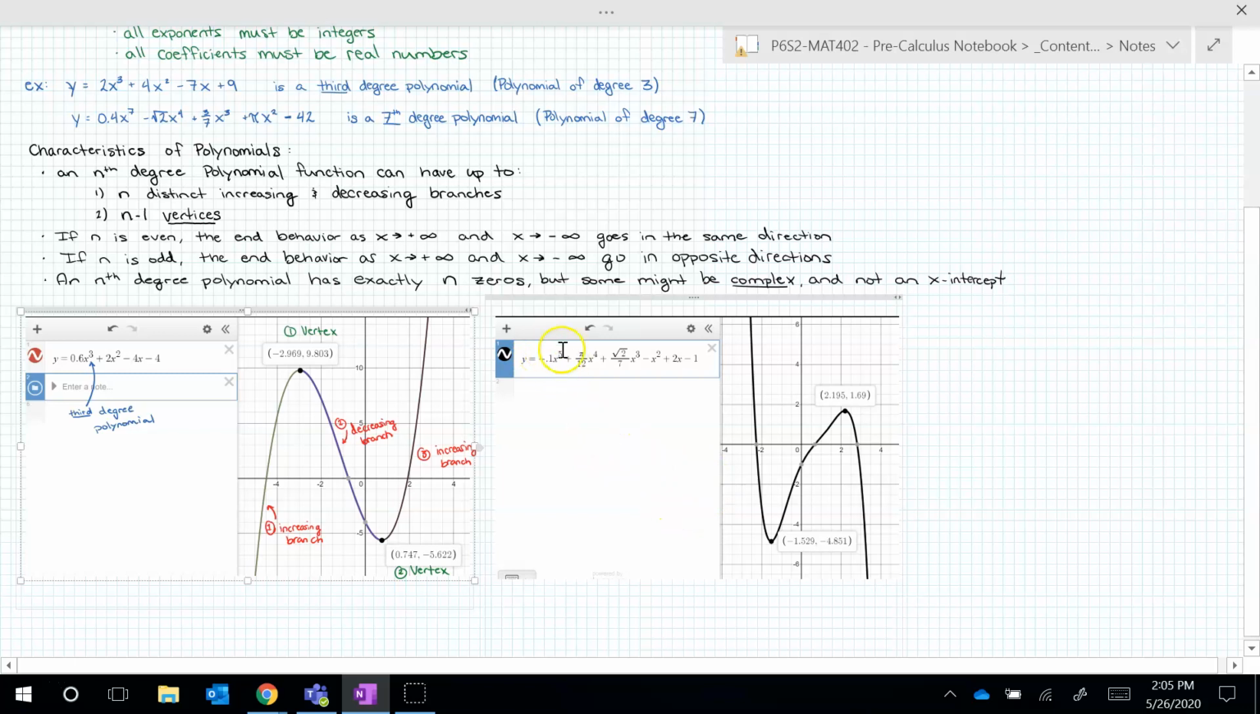This is a 5th degree polynomial function. It has one distinct decreasing branch and another increasing one and then another decreasing one. So it really only has 3 branches here, 3 zeros, 1, 2, 3 that I can see, and 2 vertices, 1, 2. So if I were just to look at this data, it might look like a cubic function just like this one, but it's a 5th degree, as I plugged it into Desmos.